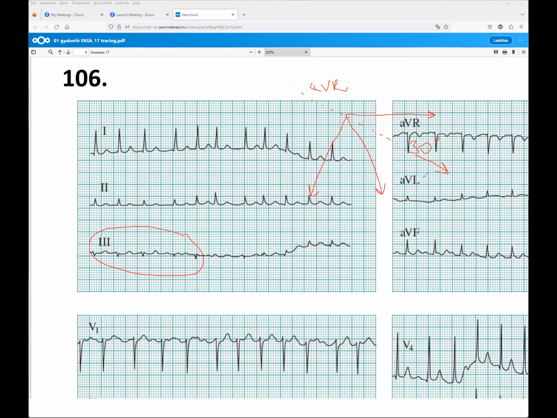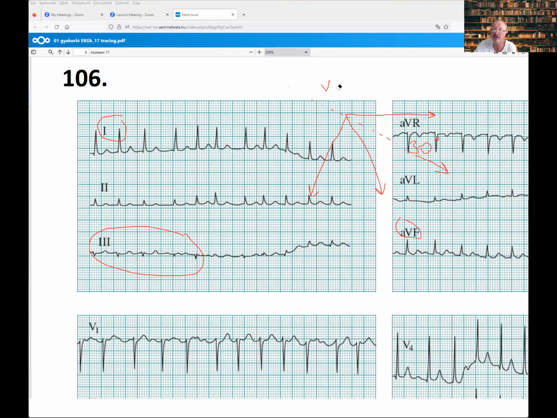So it's left axis deviation? No, that's a normal axis. Oh, normal axis, okay. Normal, because lead number 1 is positive, AVF is positive, normal, that's it. This is how you start. The first one, look at 1 and AVF, both positive, normal. You don't need to do anything else. That's it.